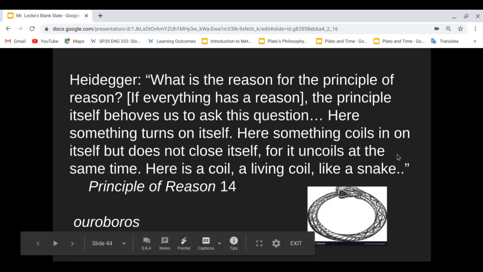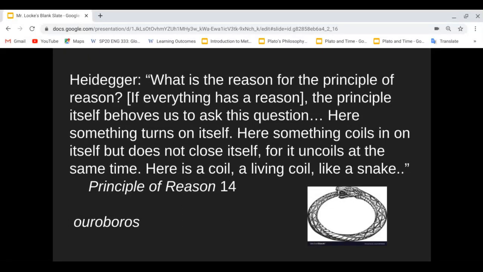So Heidegger is going to say, then, what is the reason for the principle of reason? If everything has a reason, the principle itself behooves us to ask this question. He points out here something turns on itself. Here something coils in on itself, but does not close itself, for it uncoils at the same time. Here is a coil, a living coil, like a snake. You can see there the snake, Ouroboros, the snake who swallows its own tail.